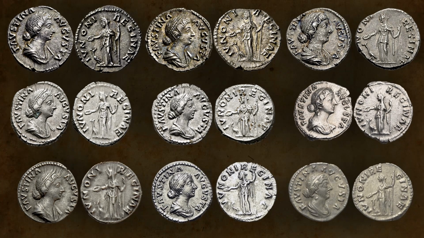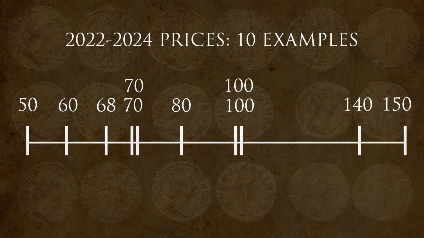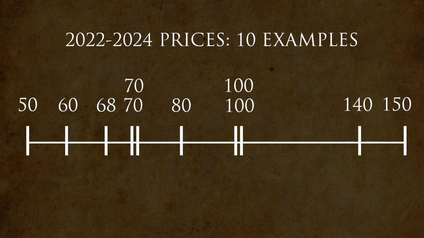I've picked a sample of 10 Faustina denarii from coins in similar grades to mine, all the way to some very pretty, extremely fine examples, just to see how much these better coins typically go for, in the case of these exceptional specimens. Let's see the results. Okay, here's a little chart of the prices I found.